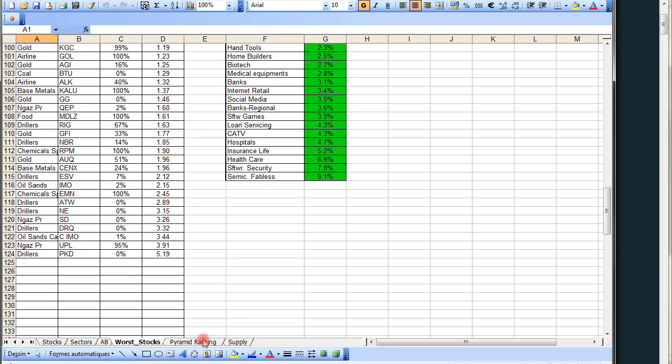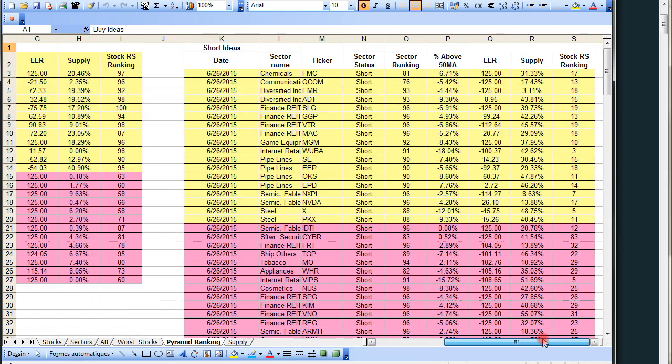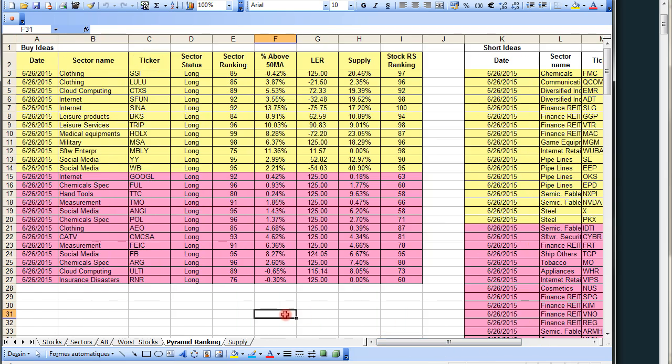Okay, here the next sheet is the pyramid ranking. These are the best potential buy or short ideas that I pulled out of the whole database and that could be interesting to trade for the next day. I explained this in the stock selection video.